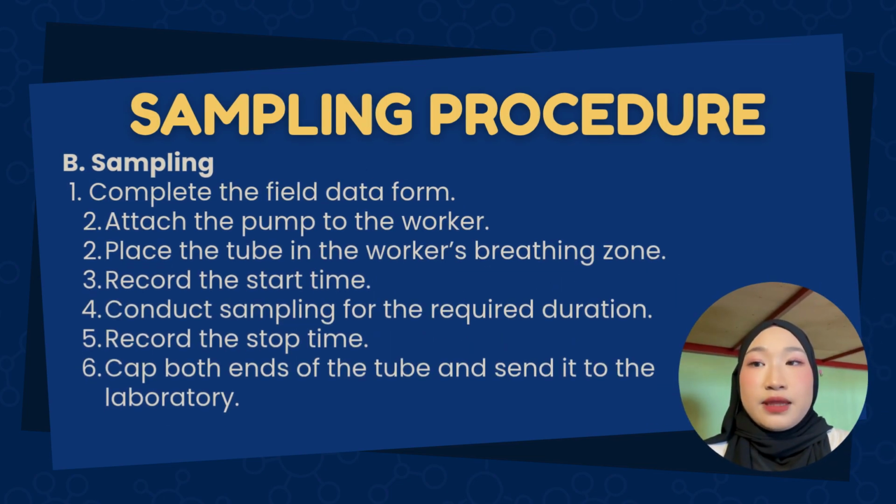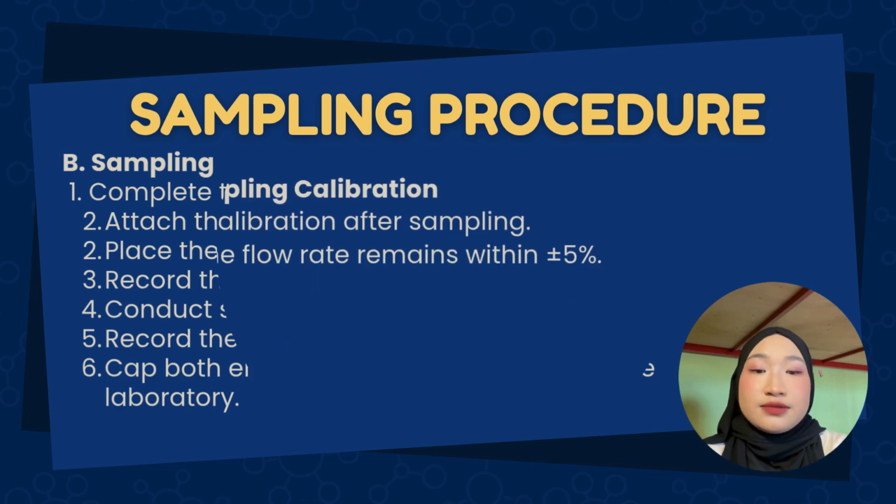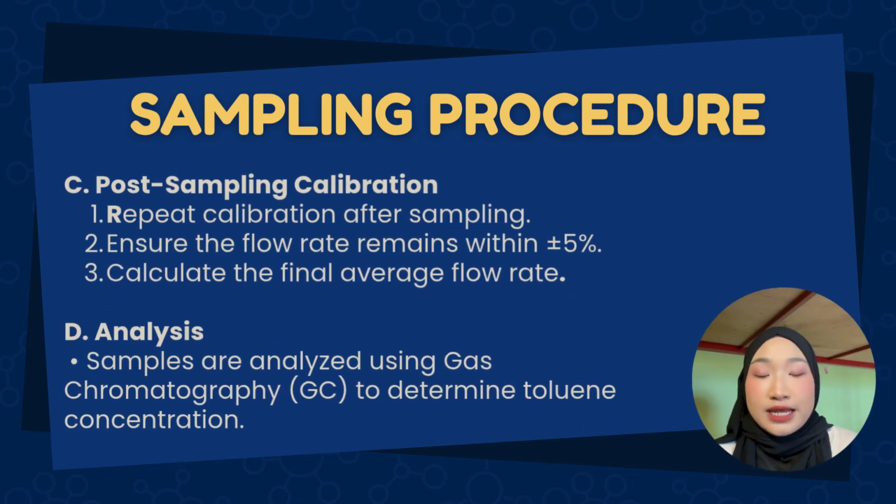Next is sampling. First, we have to complete the field data form. Second, attach the pump to the worker. Third, place the tube in the worker's breathing zone, about 30 cm from the worker's nose. Then the fourth is to record the start time. Then conduct sampling for the required duration, record the stop time, and cap both ends of the tube and send it to the laboratory.